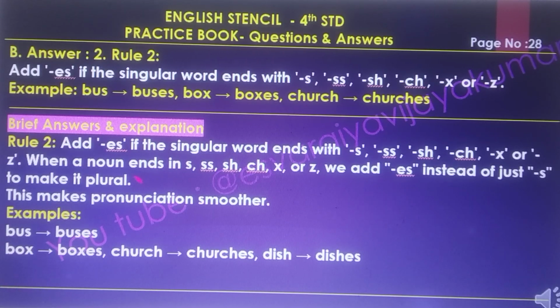Brief answer and explanation. Add es if the singular word ends with s, ss, sh, ch, x, or z. When a noun ends in s, ss, sh, ch, x, or z, we add es instead of just s to make it plural. This makes pronunciation smoother. Example: bus, buses, box, boxes, church, churches, dish, dishes.